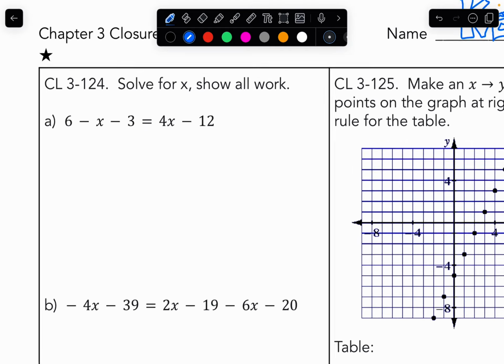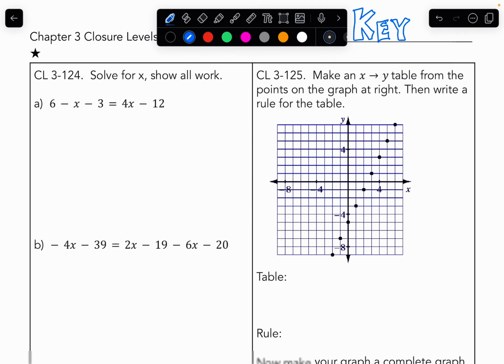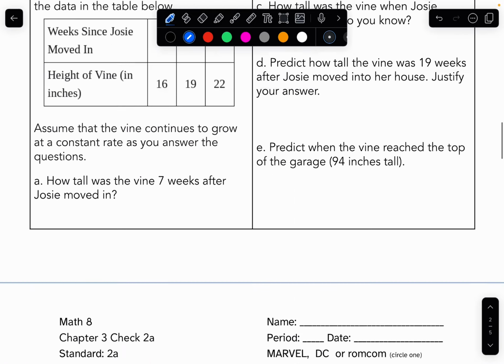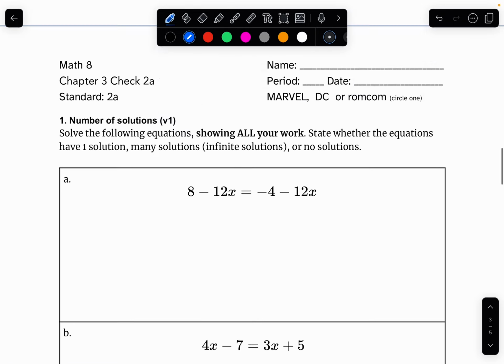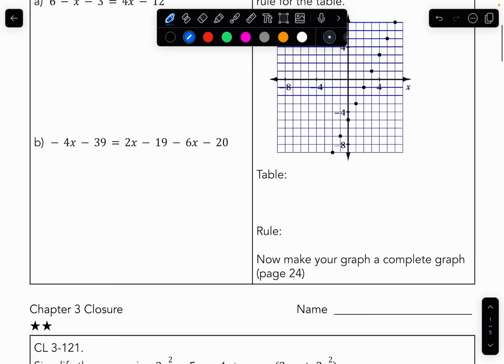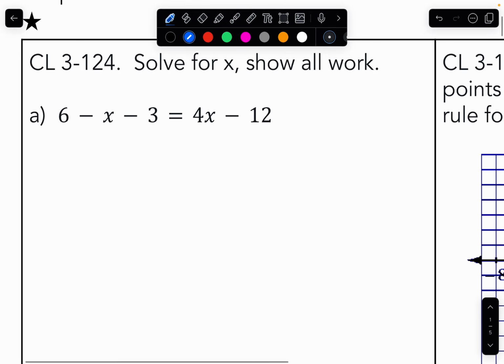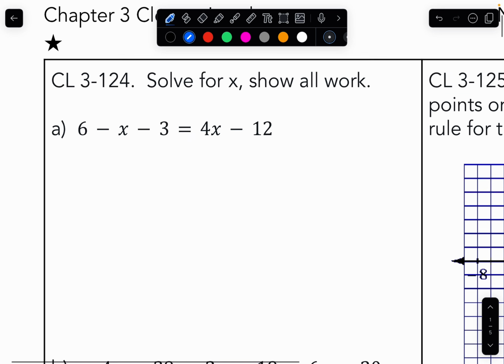So we're going to start off with problem number CL closure 3124, where it says to solve for x, showing all work. So again, our goal for this video is to go over all of these problems here. And if there is some time, I will also be going over a couple of problems for solving. Okay, so here we go. Starting off with solve for x. Check your work. This is the top left page of the closure levels worksheets.